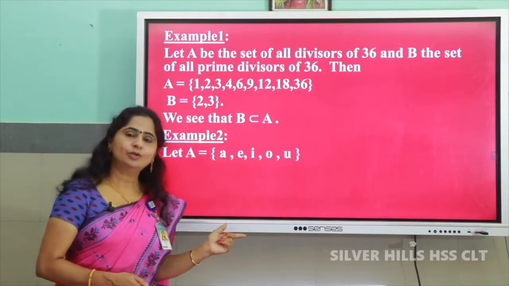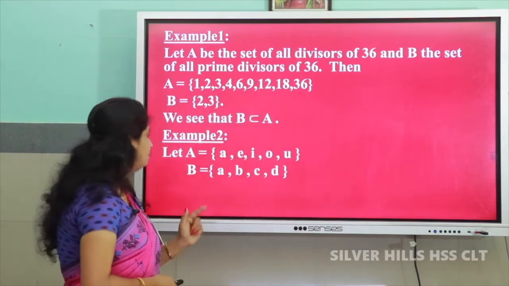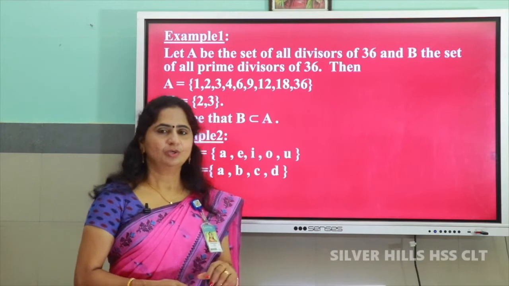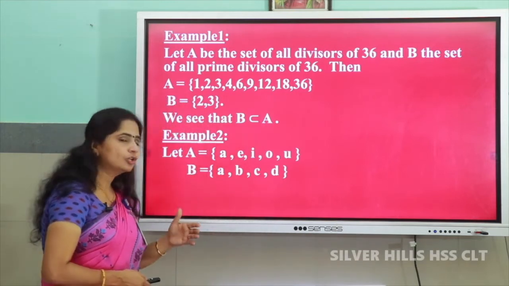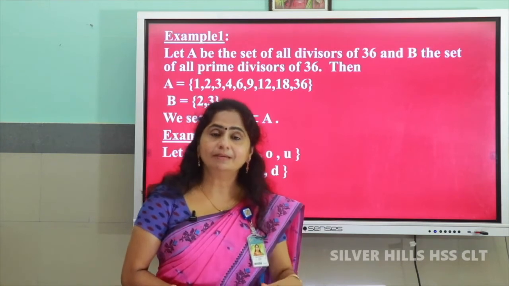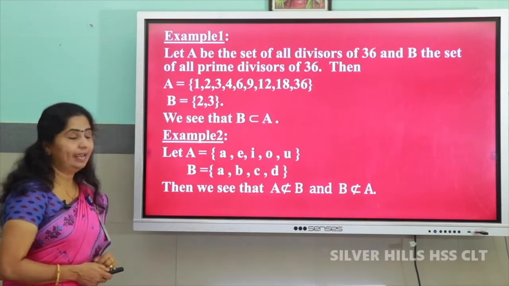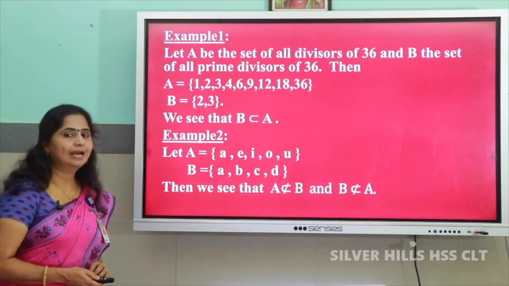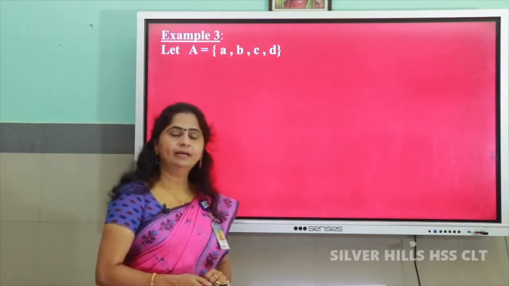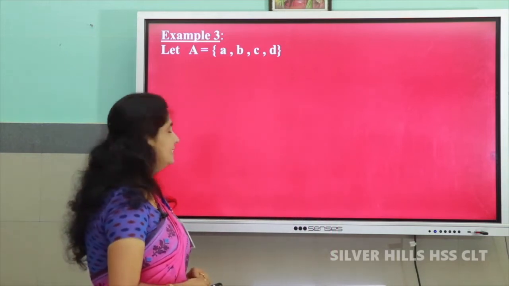Let A be the set of vowels A, E, I, O, U and B be the set A, B, C, D. So we can see that not all elements in A belong to B and not all elements in B belong to A. Therefore, we conclude A is not the subset of B and B is not the subset of A. Next, example 3. Let A be the set A, B, C, D.